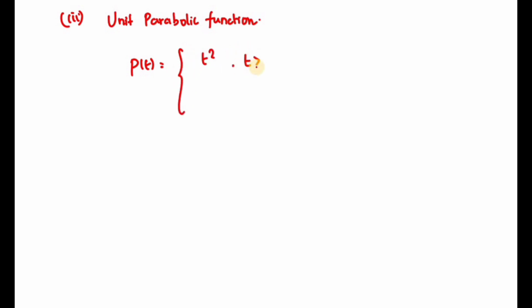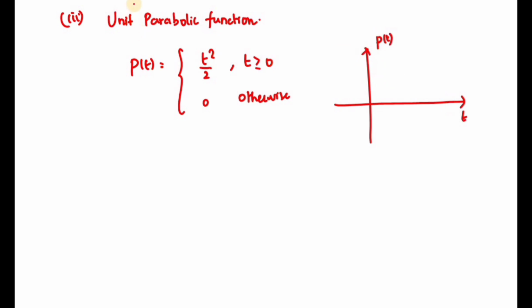The third one is the unit parabolic function or signal. I can represent it as p of t, which is equal to t square by 2 for t greater than or equal to 0, and it is 0 otherwise. If I plot this, the signal will look like this.